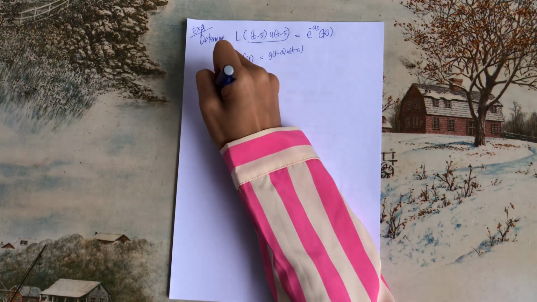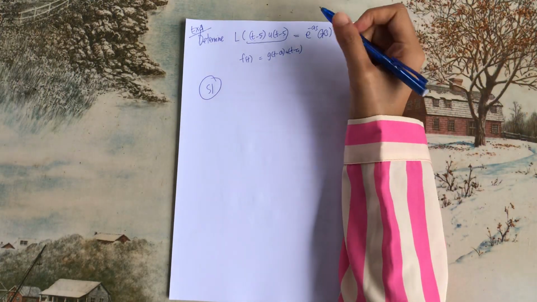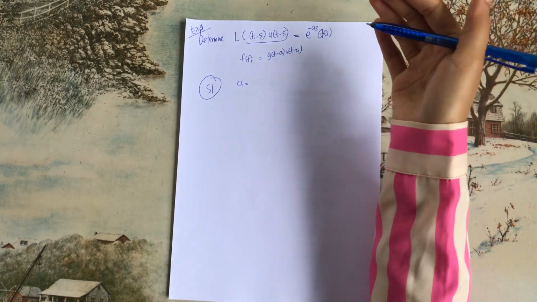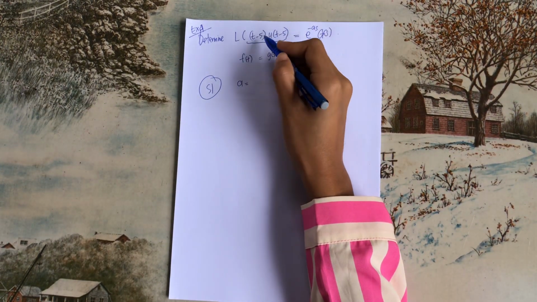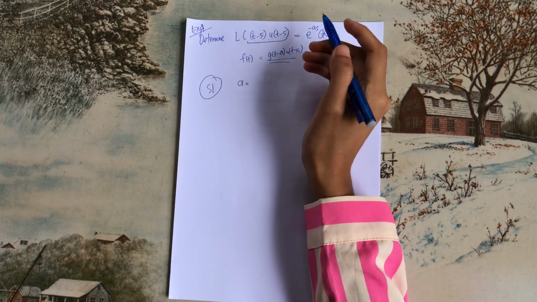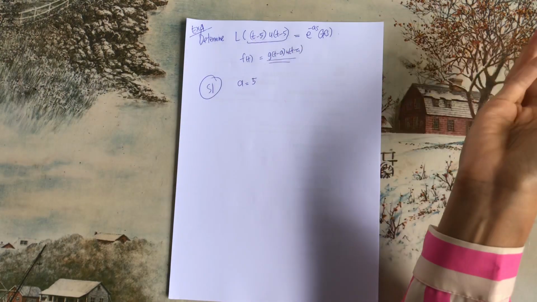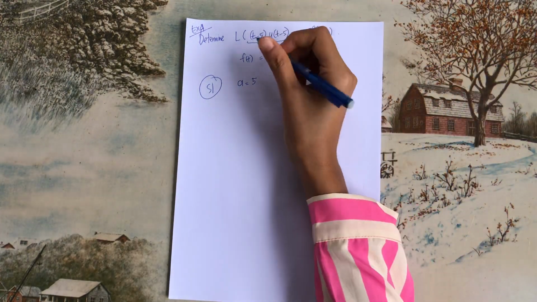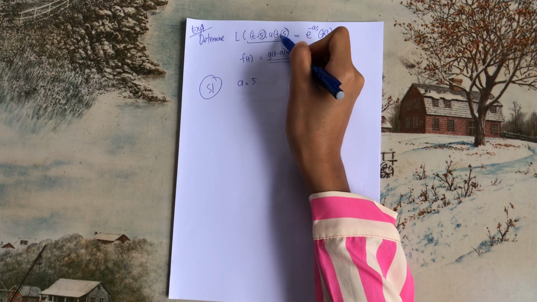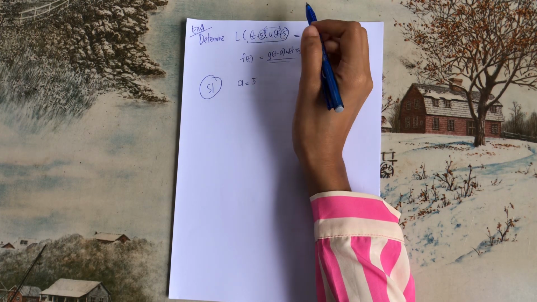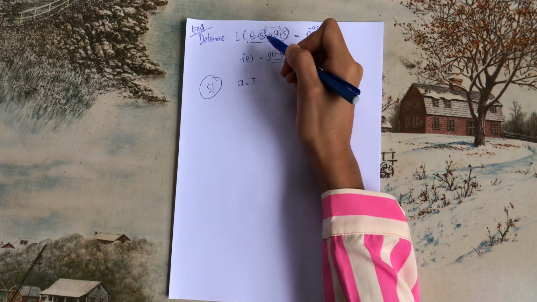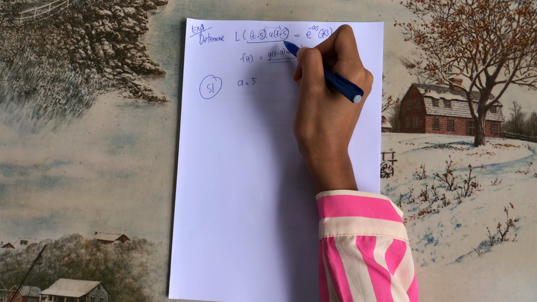Now step number 1, you need to identify first what your a is. You can see here is t minus 5, so by referring to t minus a, your a is 5. One more thing you need to make sure is that this number must be equal to this one, because this represents a. So if here is 5, here must be 5. If here is 2, here must be 2. Must be equal.